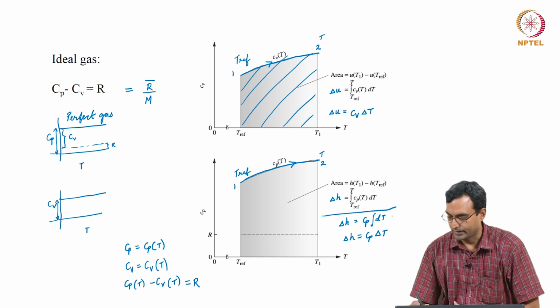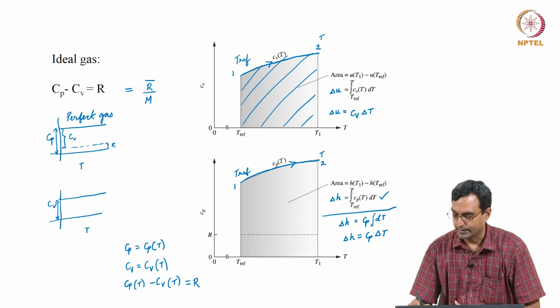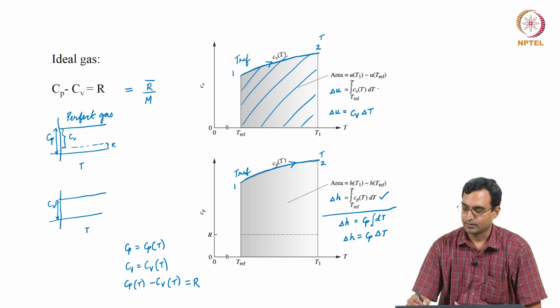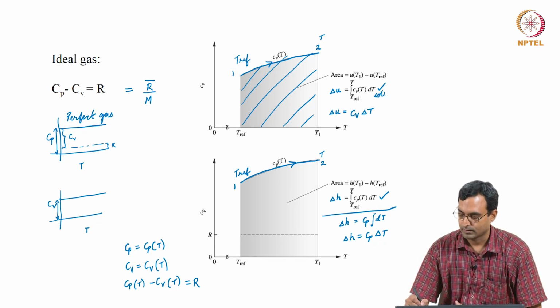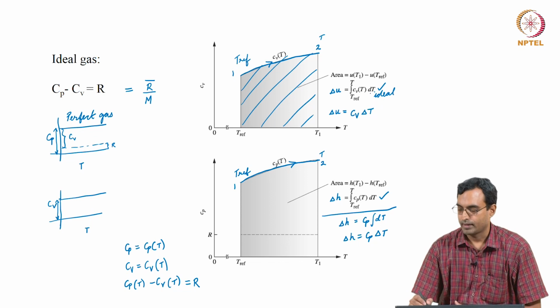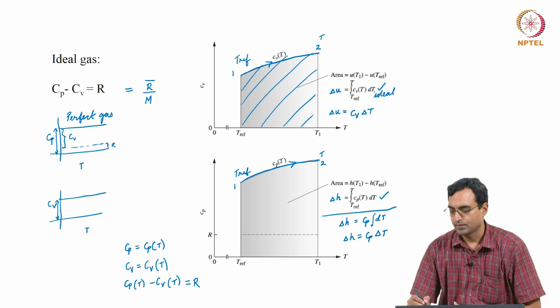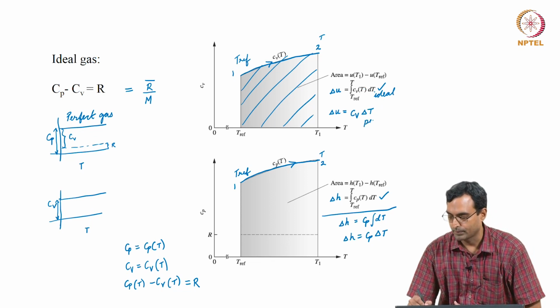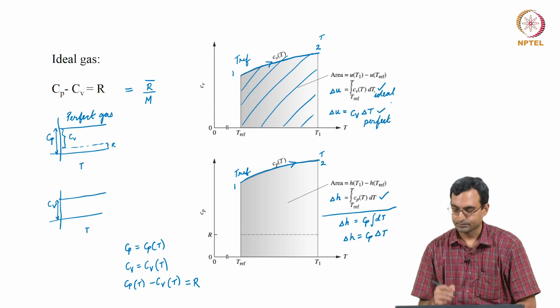For a perfect gas, this is for an ideal gas. So, similarly, we see this is for an ideal gas, where Cv is a function of T. If Cv was not a function of T, we have what is called a perfect gas, and then we would be able to write this expression instead.